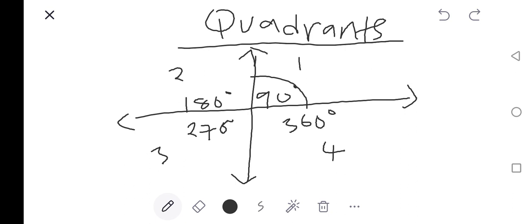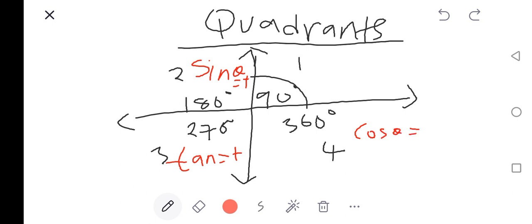In quadrant 1, all are positive. In quadrant 2, sine is positive. Tangent is positive in quadrant 3. Cos is positive in quadrant 4.